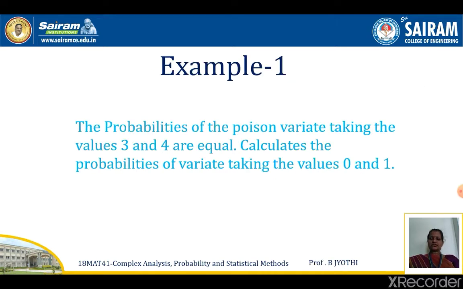Let's see an illustration, an example. The probabilities of a Poisson variate taking the values 3 and 4 are equal. Calculate the probabilities of the variate taking the values 0 and 1.